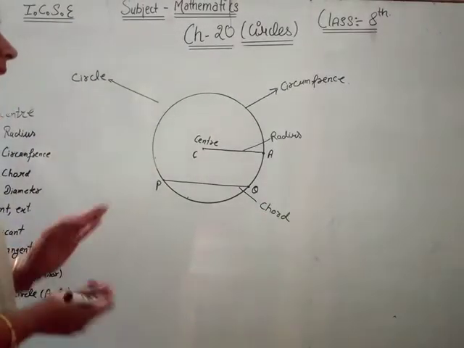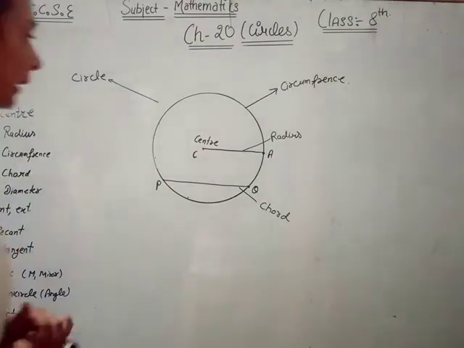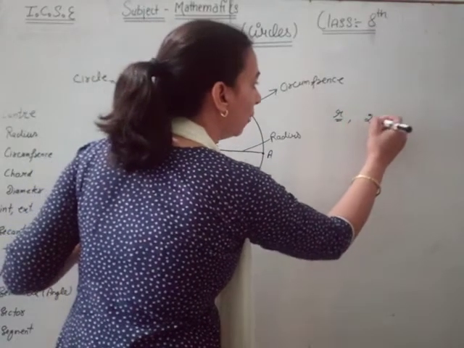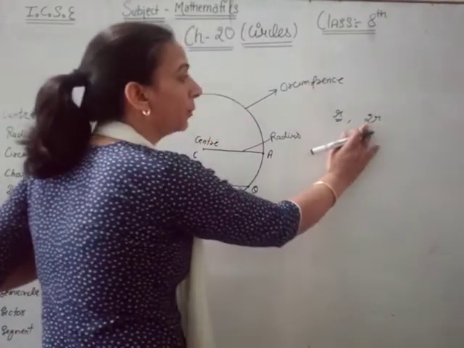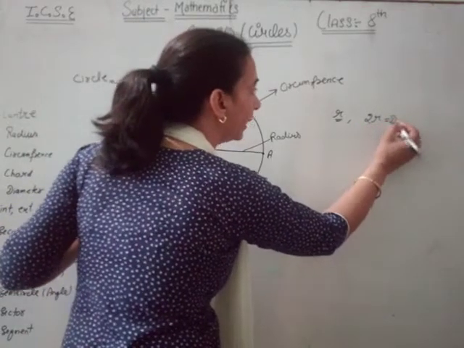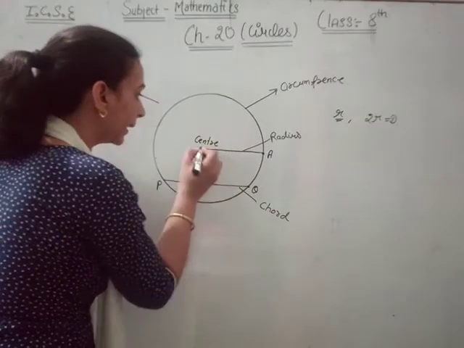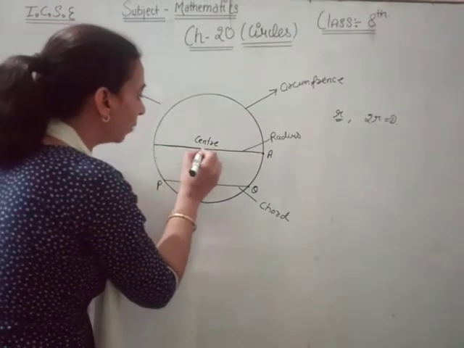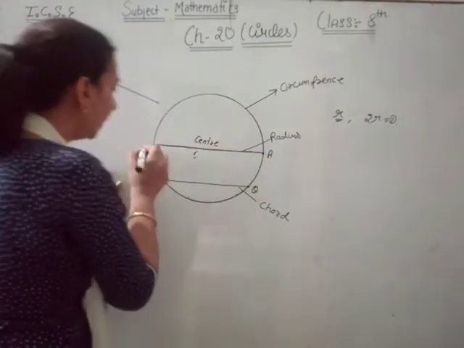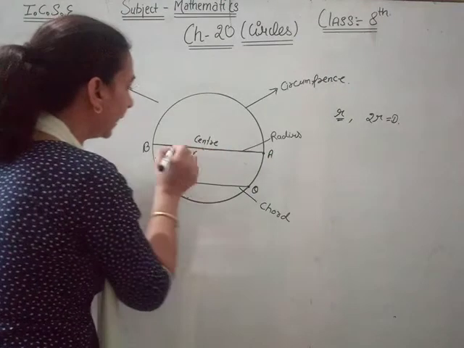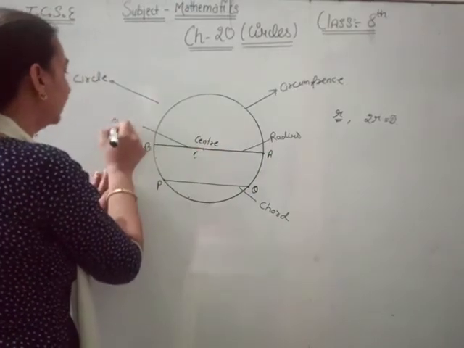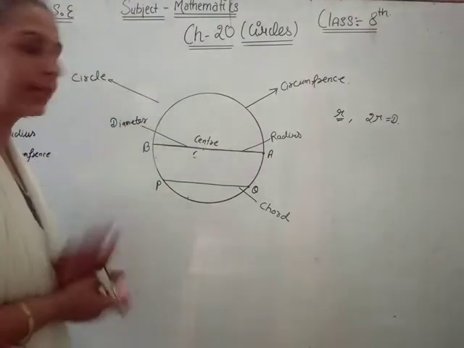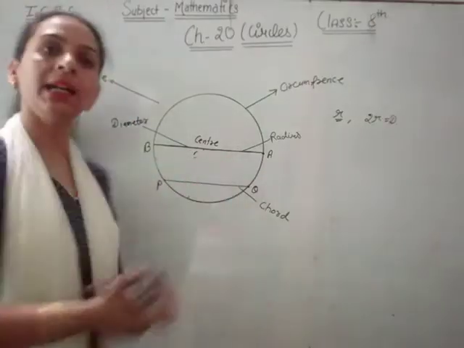Okay. Next is the diameter of the circle. Students, if there is a radius r, then 2r, that means 2 times the radius, is equal to the diameter. Students, if this is a radius and this is also a radius, then this is the diameter of the circle. AB is a diameter of the circle. And this is double the radius.